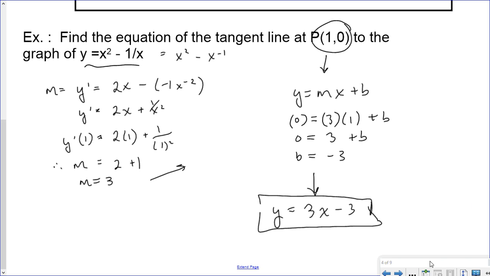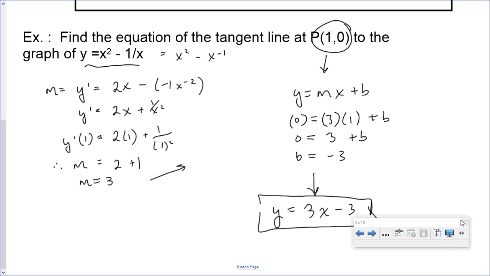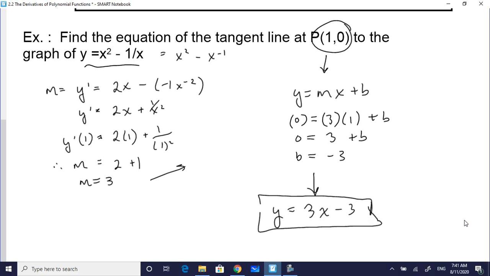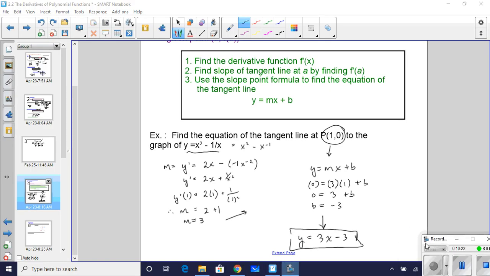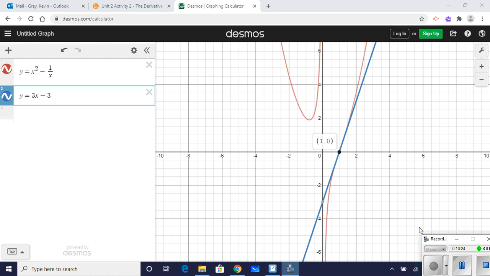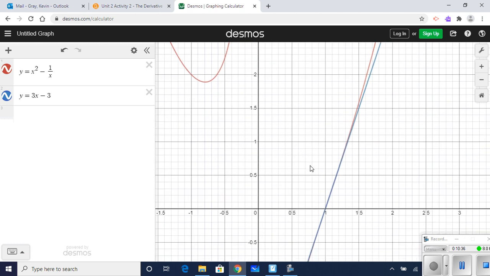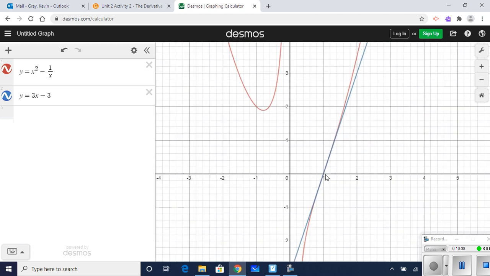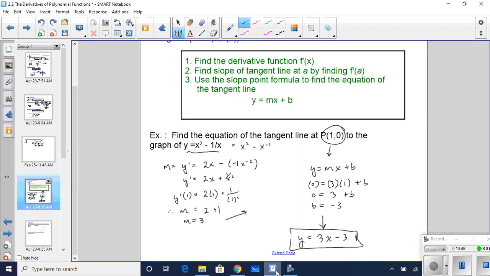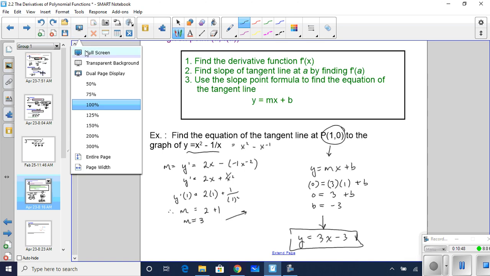Now I'm going to go into Desmos and graph that. I'm going to pause this and open Desmos up and just show you what this looks like here. Here is my original function and my tangent line, at the point 1 and 0 here. I'll just zoom in a little bit to see this. Maybe zoomed in too much. So there's my verified answer here. So back to my original question. And that was it.